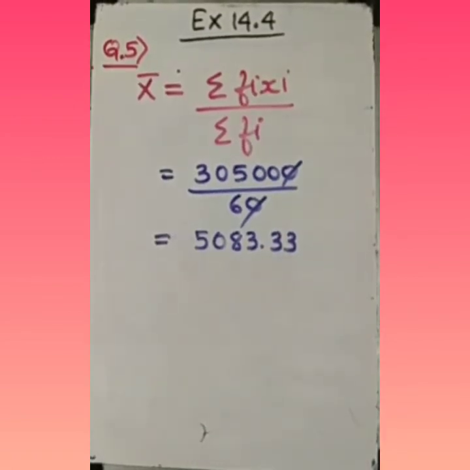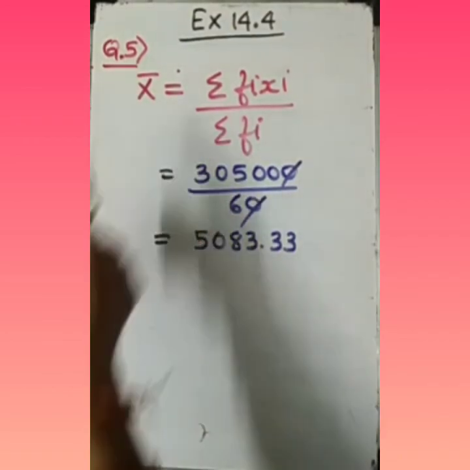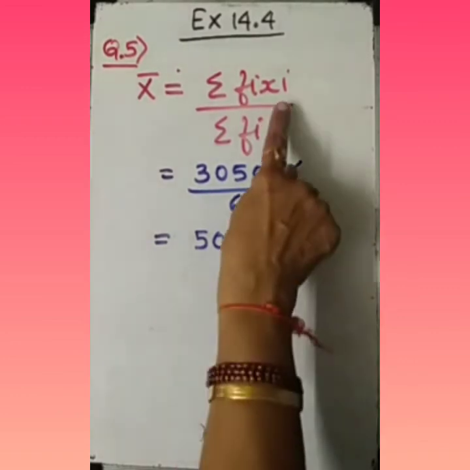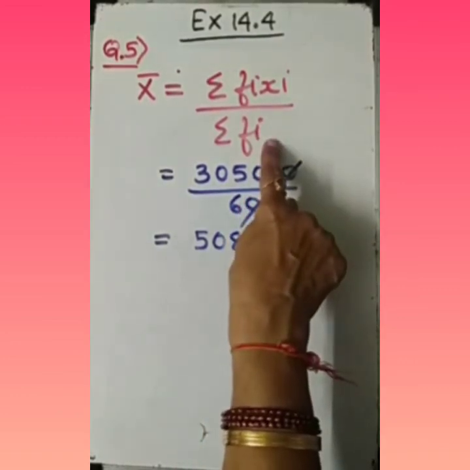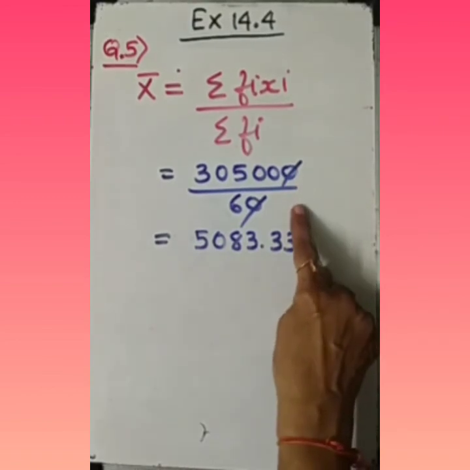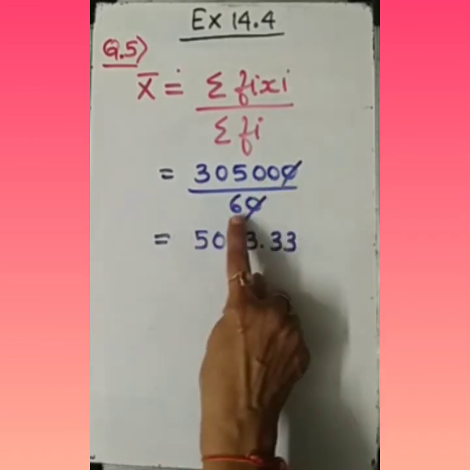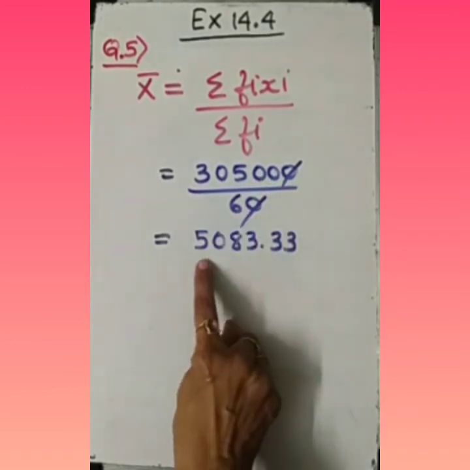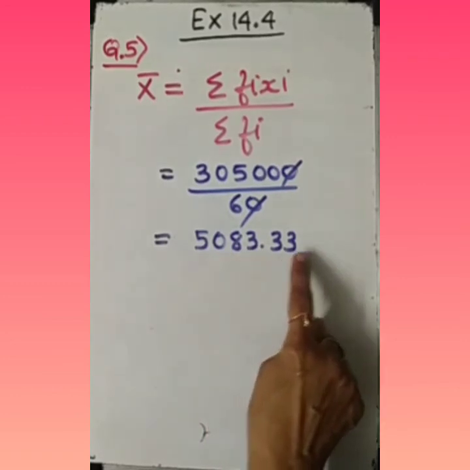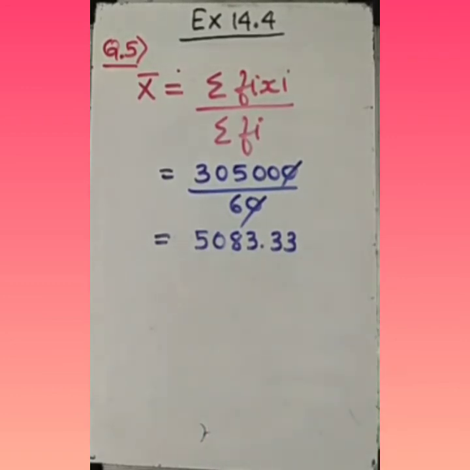After finding the summation of fixi and summation of fi, we need to apply the formula to find the mean of the given data. This is grouped data, so the formula is x bar equals summation of fixi divided by summation of fi. The values which we have already found, we keep here, and the zeros cancel. Now these 5 digits will be divided by 6, and the result is 5083.3333 and so on. We are calculating up to two digits after the decimal.